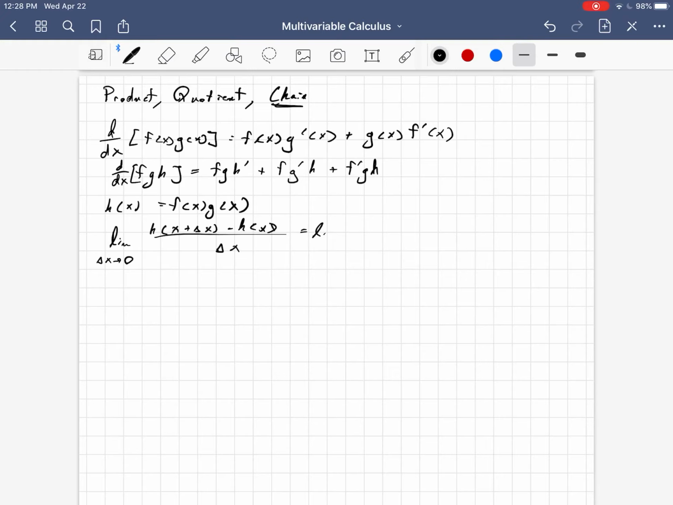So the limit as delta x goes to 0 of h of x plus delta x minus h of x all over delta x. That's our limit definition of the derivative, which we could write as the limit as delta x goes to 0 of f of x plus delta x times g of x plus delta x minus f of x g of x, all over delta x.